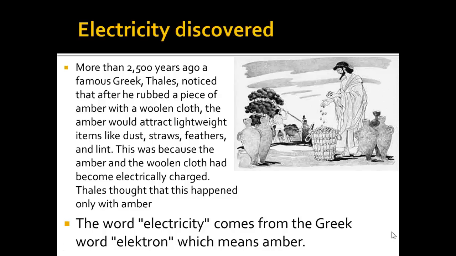History has to give somebody credit for everything. So in this case, Thales, a famous Greek, some 2,500 years ago, noticed that after he rubbed a piece of amber with a woolen cloth, the amber would attract lightweight items such as dust, straw, feathers, and lint. I'm guessing that he was probably polishing pieces of amber for the marketplace, and he was using a woolen cloth.